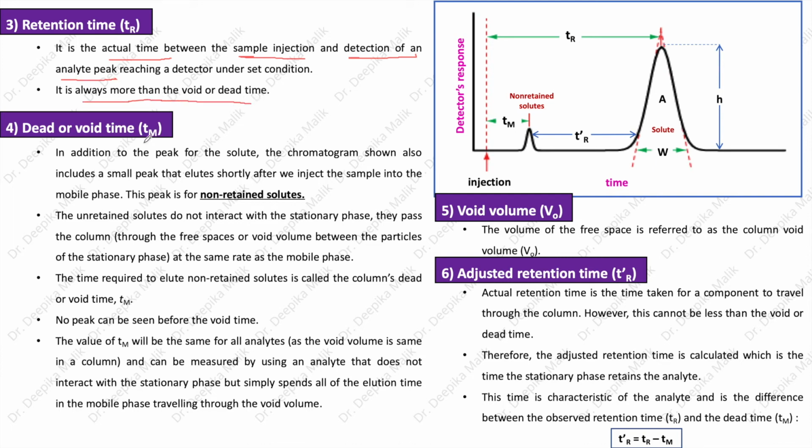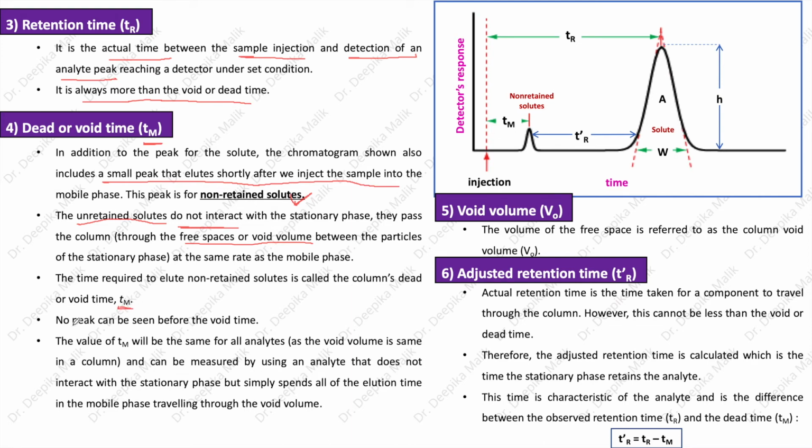In addition to the peak for the solute, the chromatogram shown also includes a small peak that elutes shortly after we inject the sample into the mobile phase. This peak is for non-retained solutes. The unretained solutes do not interact with the stationary phase. They pass through the column through the free spaces or void volume between the particles of the stationary phase at the same rate as the mobile phase. The time required to elute non-retained solutes is called the column's dead or void time.